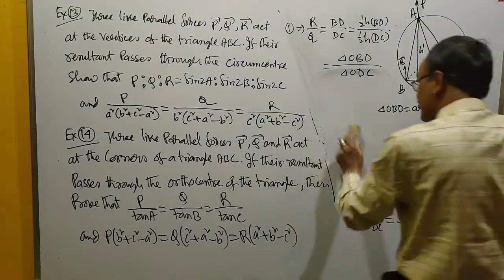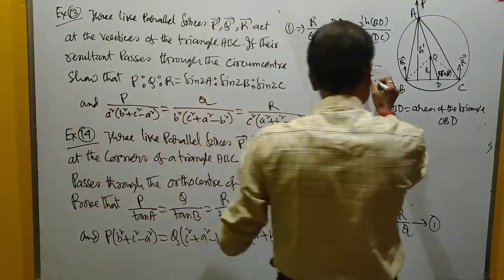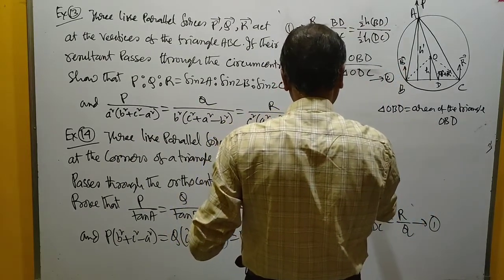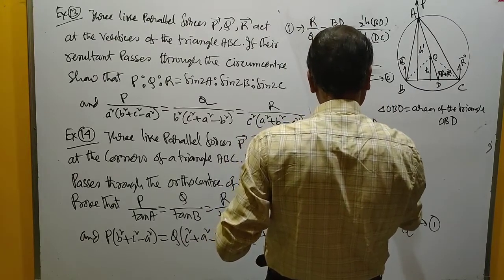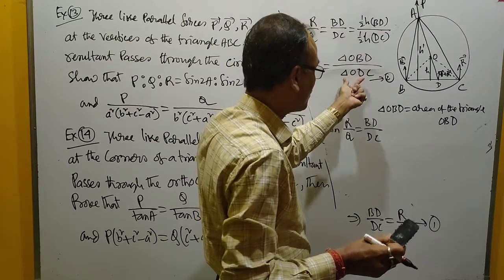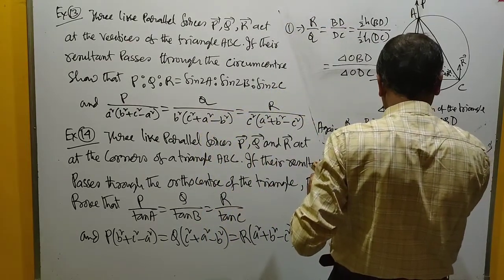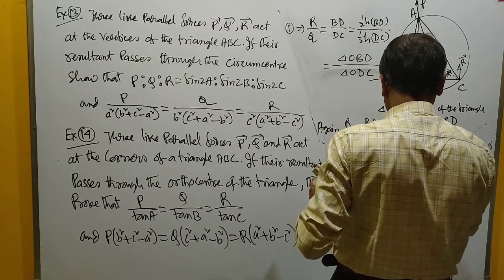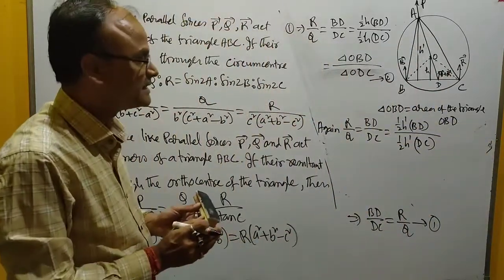Now, R by Q equal to this. This is number 2. Again, R by Q equal to BD by DC. Similarly, DC means the area of the triangle ODC. This is equal to half of H dash into BD over half of H dash into DC, multiplying numerator and denominator by H dash.